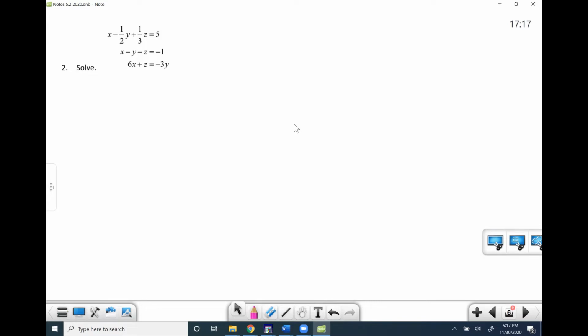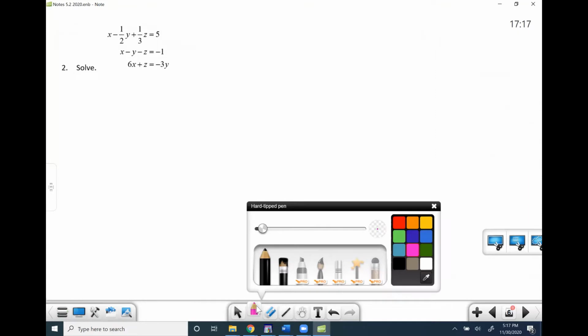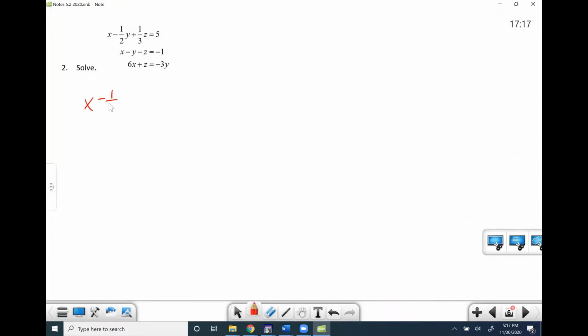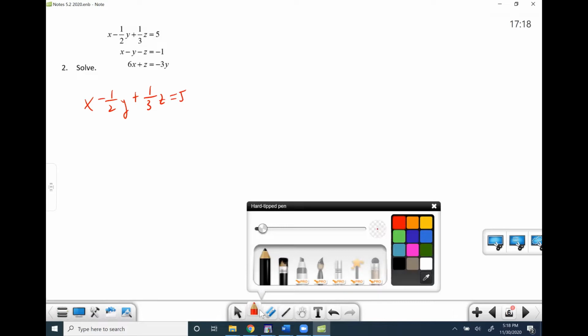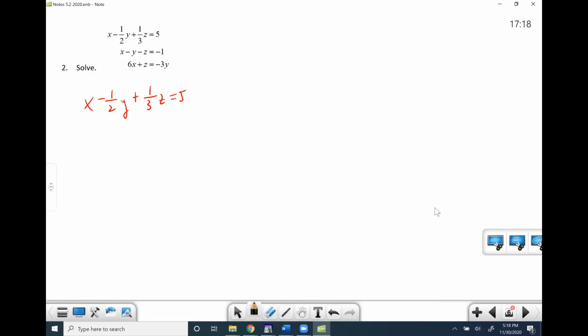So again, we don't like fractions, right? Let's get rid of them. Okay. So I'm looking at this first equation going, how can I get rid of the fractions? All right. So the LCD is 6. So we're going to multiply 6 by all the numerators.